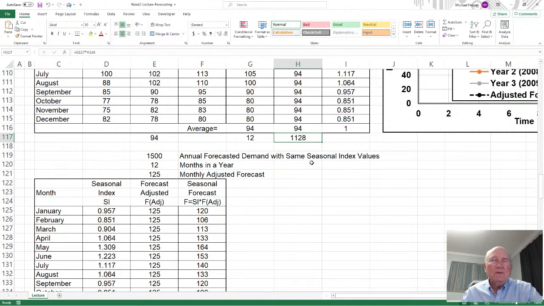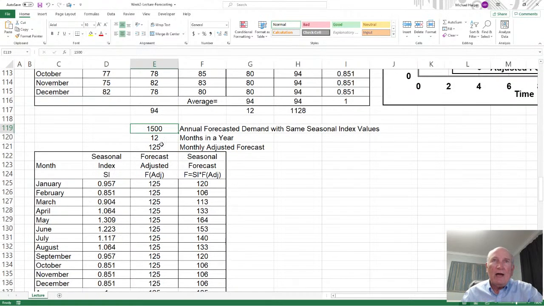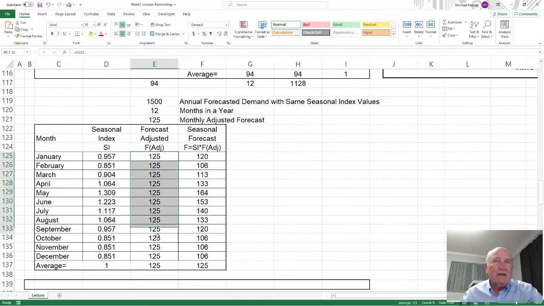They say, well, that was the annual demand for a stationary time series, but something happened. We acquired more area, more region, and now my annual demand is not 1128. It jumps up to 1,500. All of a sudden, my annual demand jumped up. Oh, okay. Now your forecasts are going to be different. What are they? Well, I can divide my 12 months in a year by 12. I'll have a monthly adjusted forecast of 125. So I'll put 125 down here for every single month as my adjusted.